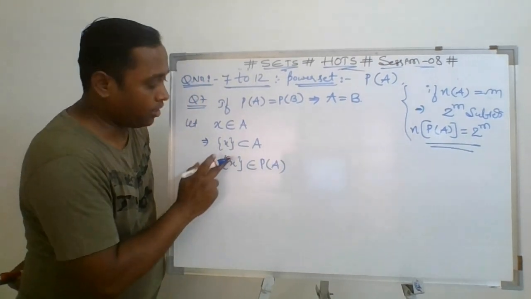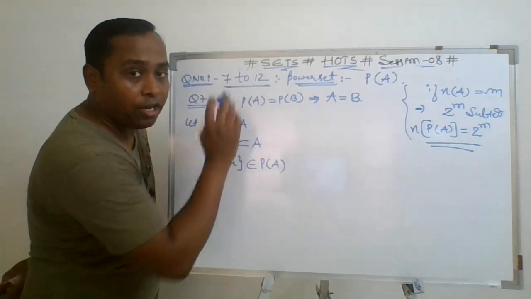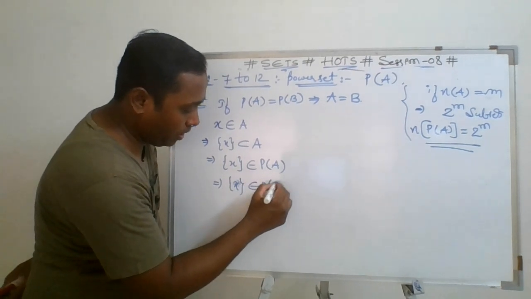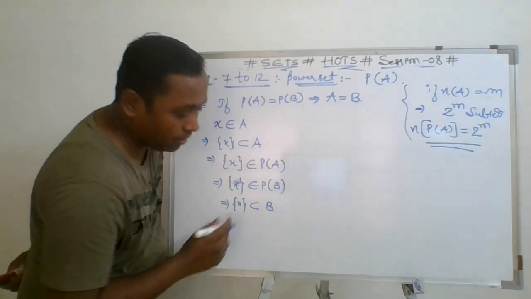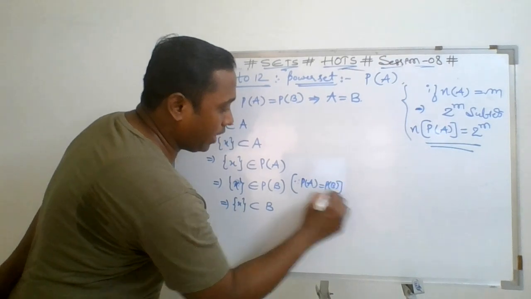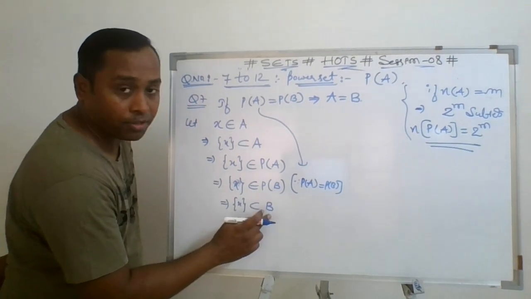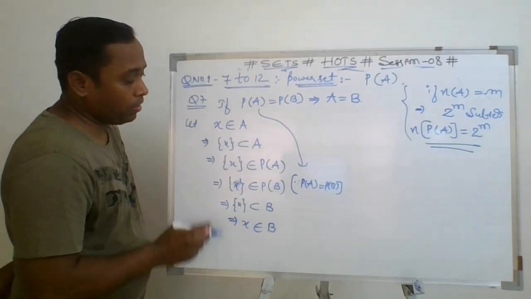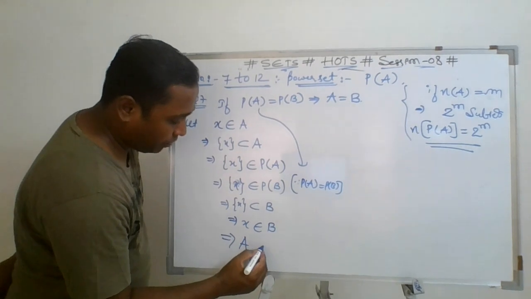If this is a subset of set A, then it will become an element of the power set of A by definition. But P of A is already equal to P of B, so I can say set X belongs to P of B. Which also means that set X is a subset of set B. Here I replaced P of A with P of B because P of A equals P of B is already given, therefore I changed it here. So by definition, set X is a subset of B, which implies that X is an element belonging to B. So it is now sufficient to say X belongs to A also belongs to B, which implies that A is a subset of B.